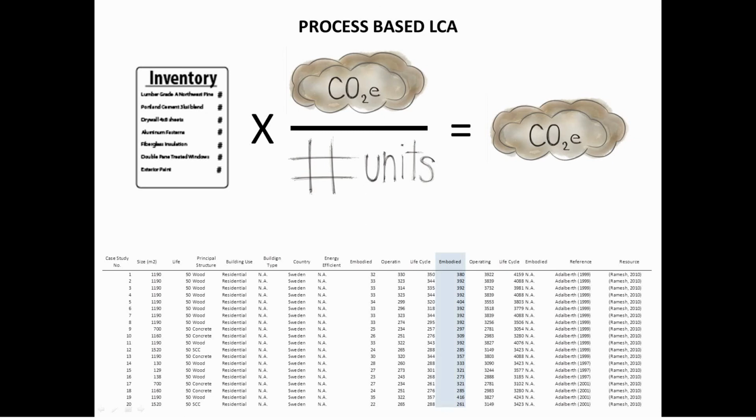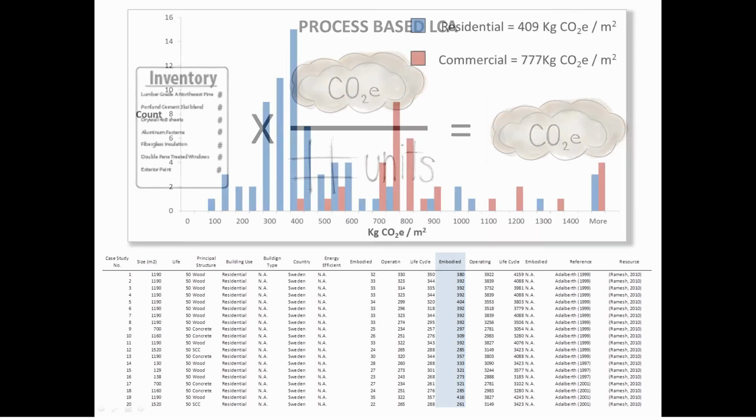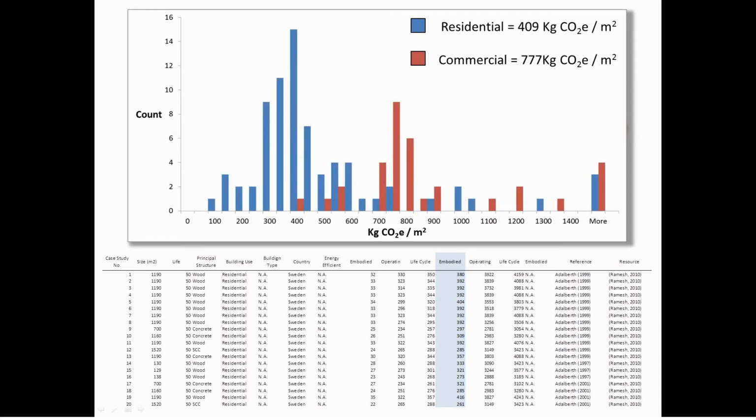I compiled 70-plus reports completed by 42 separate authors, aggregated by 4 larger studies, creating a database that was incomplete across all attributes but one: the embodied emissions per meter squared of building. The distribution of the data suggests that the embodied emissions of 1 meter squared in residential homes is 409 kilograms of CO2 equivalent. This excludes extreme outliers. For commercial buildings, it's much greater at 777 kilograms CO2 equivalent per meter squared.